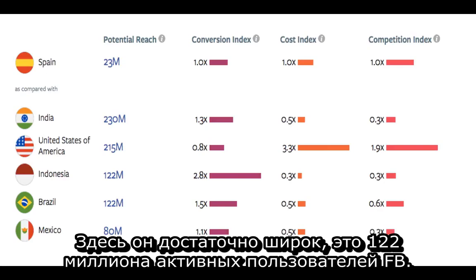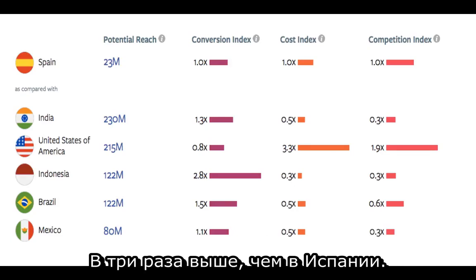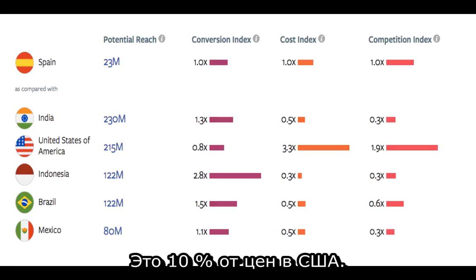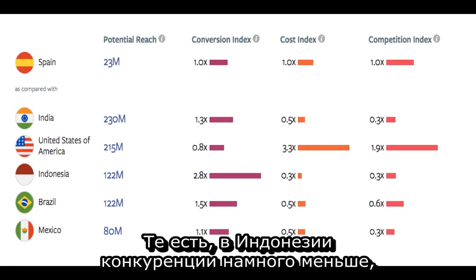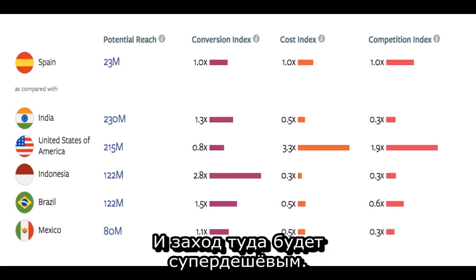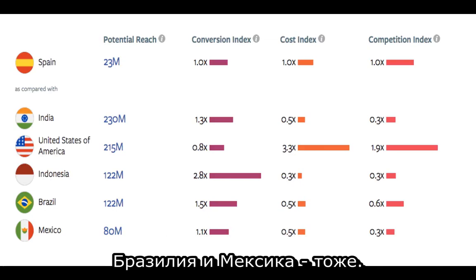So it's 122 million monthly active users from Facebook. And take a look at the conversion index, 3 times higher than in Spain. Take a look at the cost index. It's 10% of what it costs in the US, and the competition index is also tremendous. So you have much less competition in Indonesia than in any of these other big countries, and people convert very nicely, and it's super cheap to go there. And then of course you have India, which has nice numbers, with Brazil and Mexico.